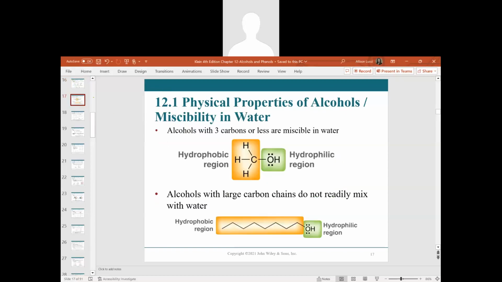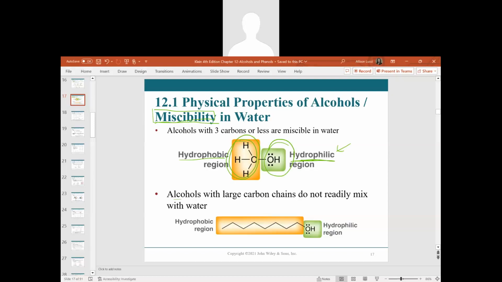So let's take a look at another physical property, the miscibility, or the solubility in water, right? So how well this alcohol mixes or is miscible with water. In alcohols, we have the hydrophilic region, right? So this is water loving, these hydroxyl groups. And then we have our hydrophobic region, which is full of these nonpolar R groups, the alkyl portion. So hydrophobic regions are not as water soluble, as you might have guessed, as the hydrophilic regions.